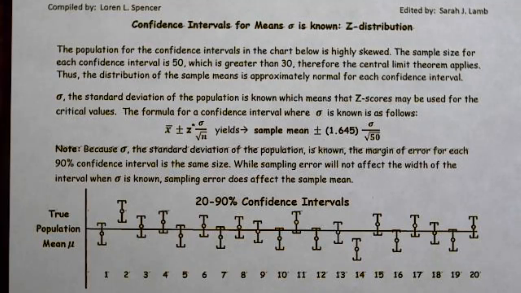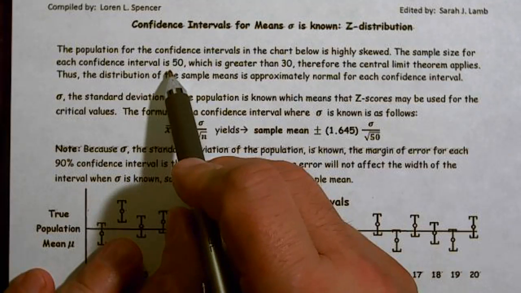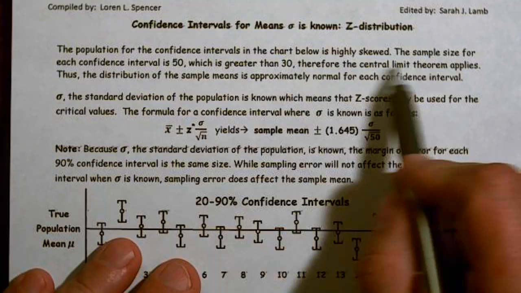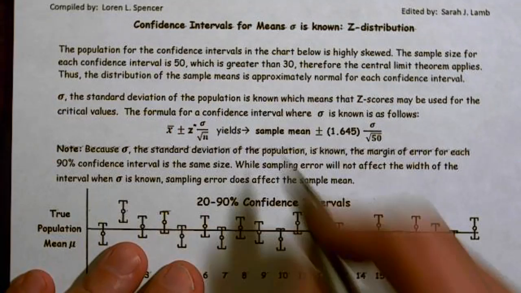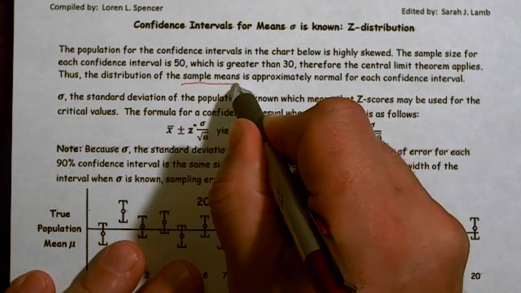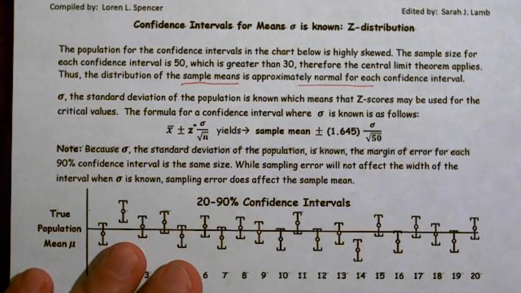Okay, so in this video we're going to compare confidence intervals for the normal and for the t-distribution. We're going to take a very highly skewed sample. The sample size is 50, so because it's greater than 30, the central limit theorem will apply. Thus, the distribution of sample means, and remember it's not the individual scores, it's sample means, is approximately normal for each confidence level. So we can go ahead and proceed with the normal here.